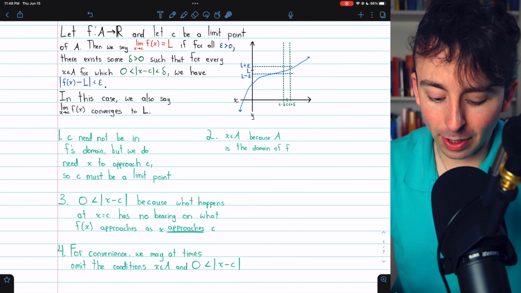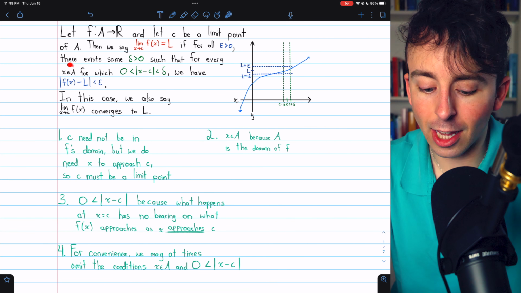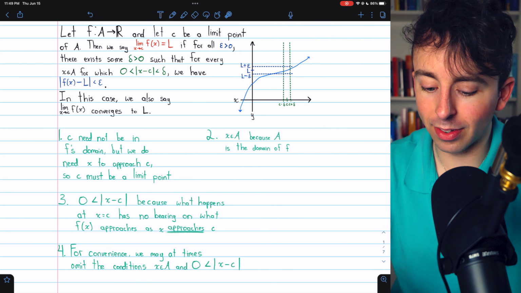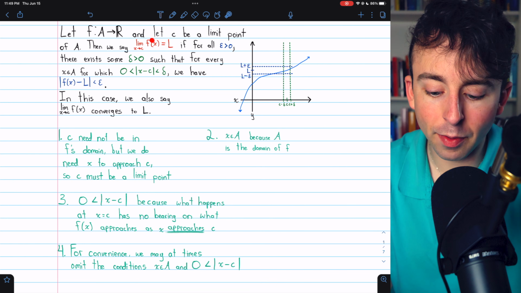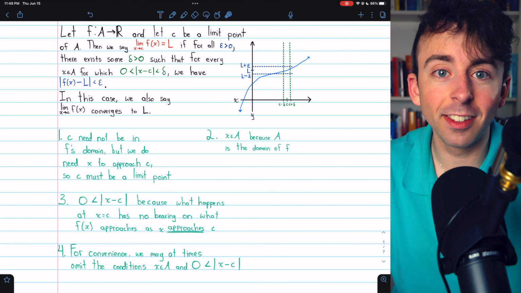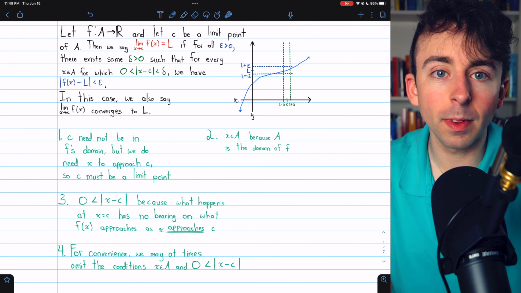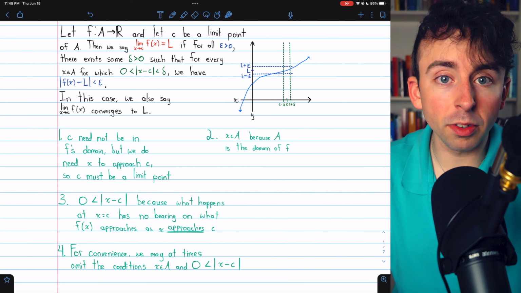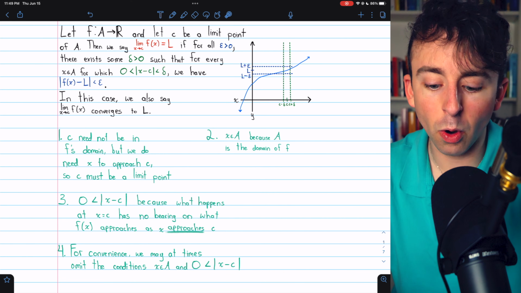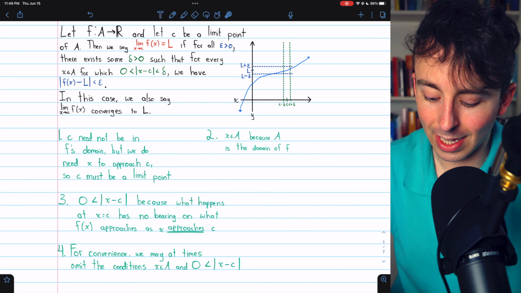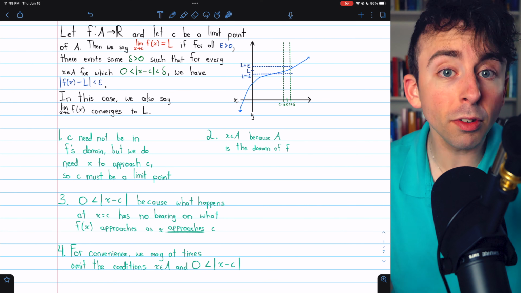Finally, for convenience, we may at times not write these conditions that x is an element of A and that 0 is less than the absolute value of x minus c. When we write f of x, it's kind of implied that x is in the domain of f. And when we're talking about the limit of a function as x approaches c, we understand that what happens when x equals c is not relevant, and so we may not always write strictly that x has a non-zero distance from c. But these are important.